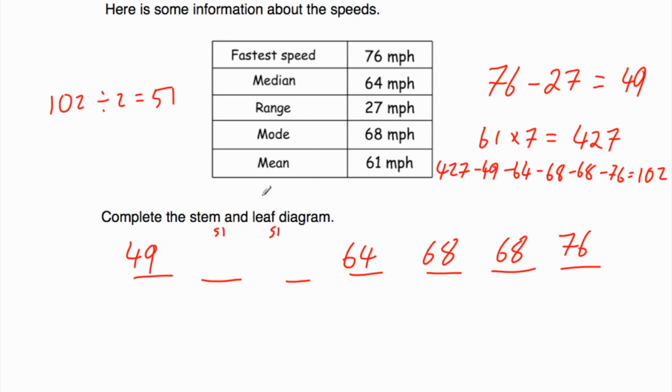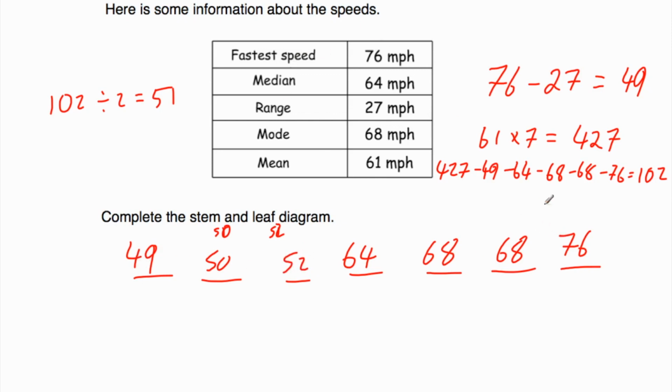But that wouldn't work because if this speed was 51 and this speed was 51, we were told the mode is 68. That means that 68 happens the most often. Now there's only 2 68s, so if we had 2 51s, there wouldn't be a mode of 68. So it can't be 51 and 51. So let's now try 50 and 52. They add together to be 102, so that works. It would be in order. We would have, if we put them in here, 50 and 52. All our numbers are in order, fantastic.